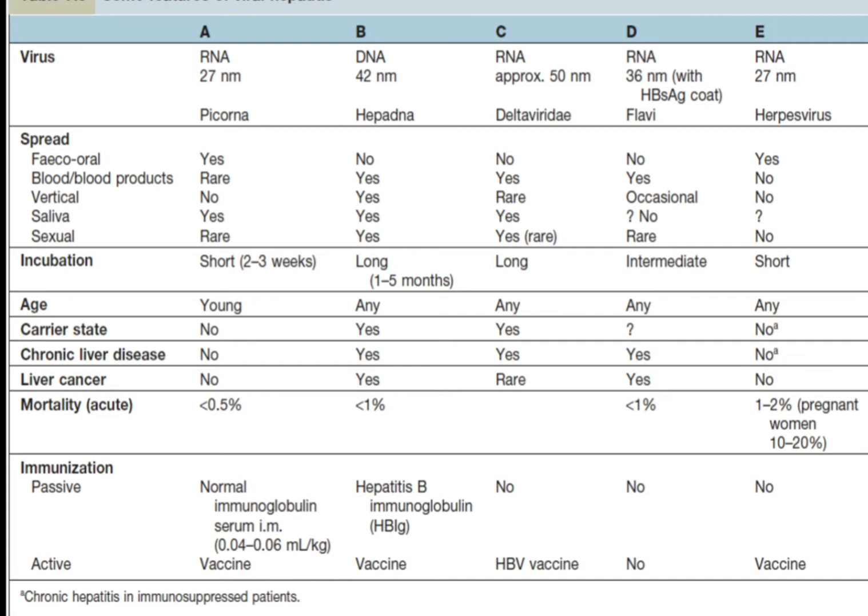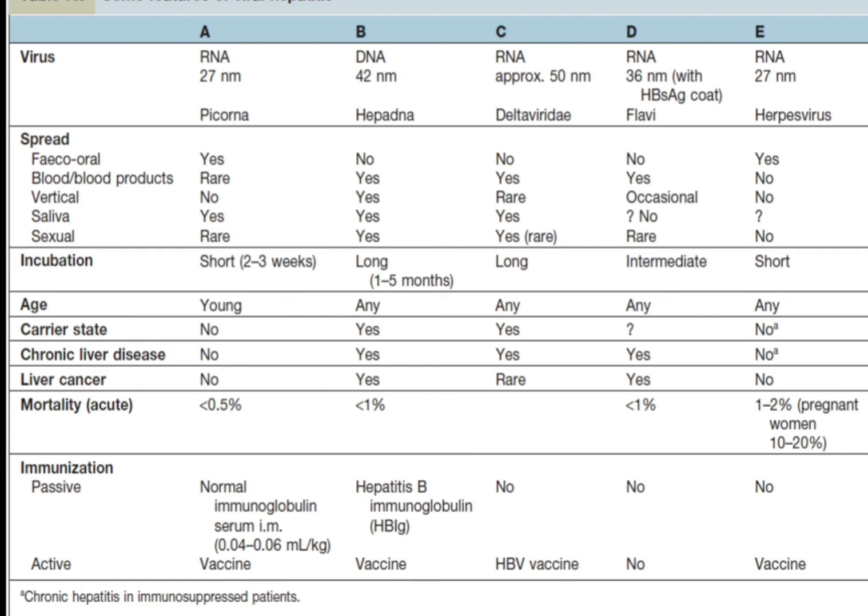Hepatitis C is an RNA virus and it's approximately 50 nanometers and it belongs to the family Flaviviridae. Hepatitis D is an RNA virus. It's 36 nanometers with hepatitis B surface antigen coat and it's a deltavirus. Hepatitis E is an RNA virus. It is 27 nanometers and it's a hepevirus.